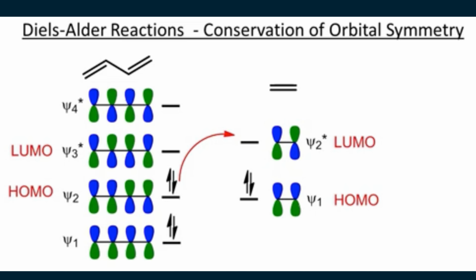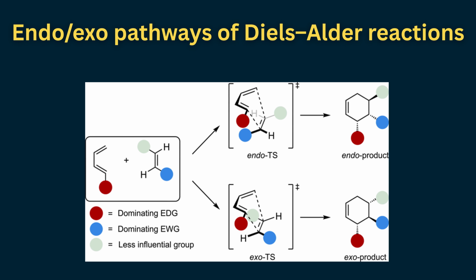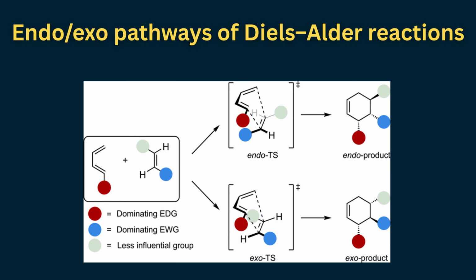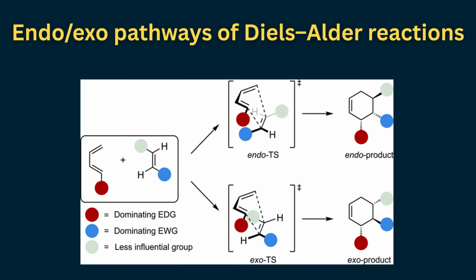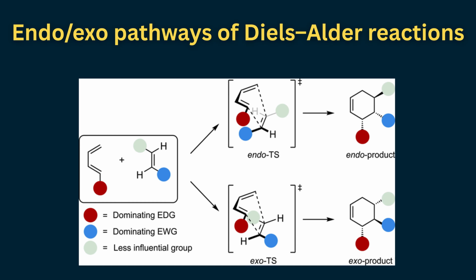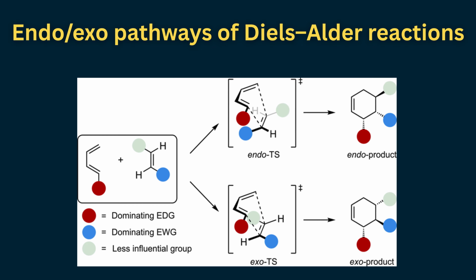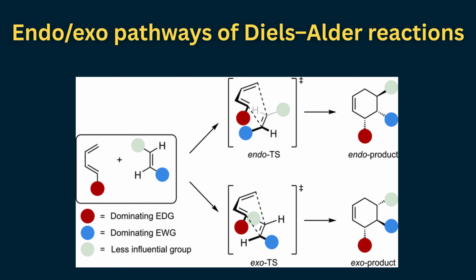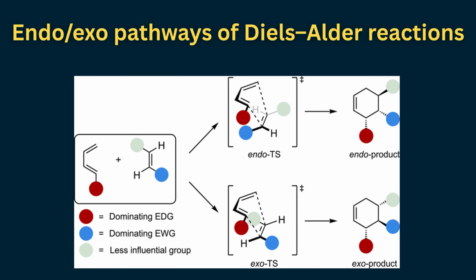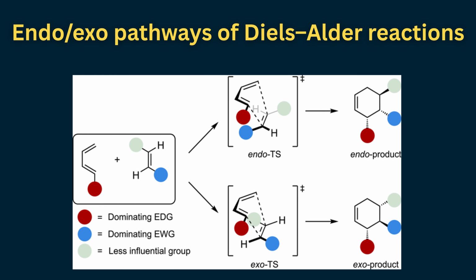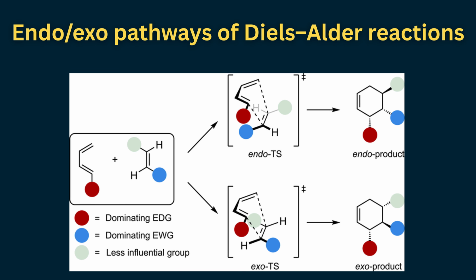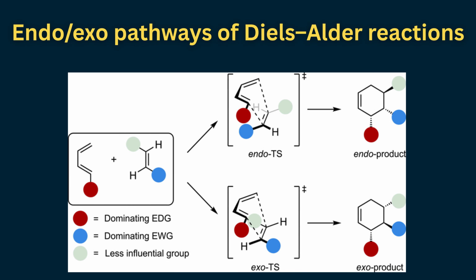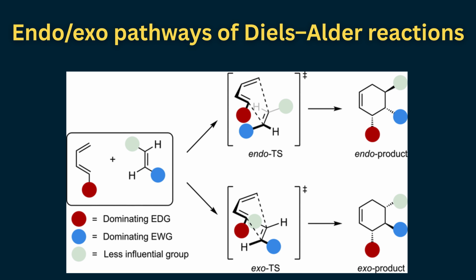HOMO-LUMO energy and reactivity. Electron donating groups, EDGs. Raising the energy of the diene's HOMO reduces the HOMO-LUMO gap, accelerating the reaction. Electron withdrawing groups, EWGs. Lowering the energy of the dienophile's LUMO also reduces the HOMO-LUMO gap, accelerating the reaction. The reaction is generally faster when the diene is electron-rich and the dienophile is electron-poor, thereby decreasing the energy gap between the frontier molecular orbitals.